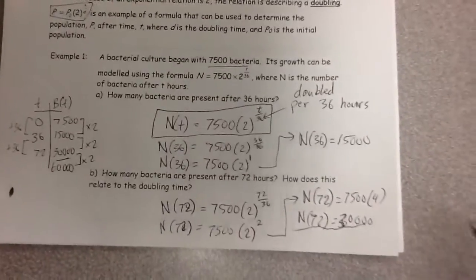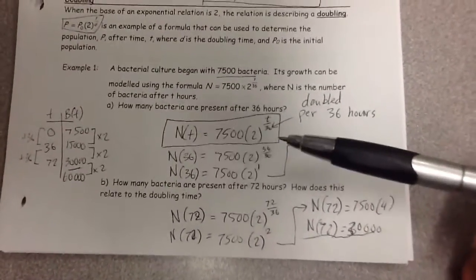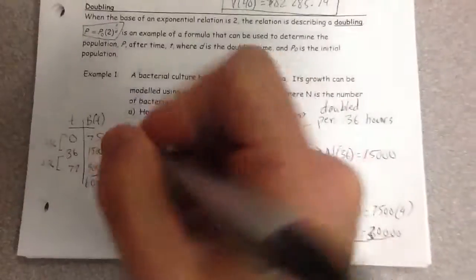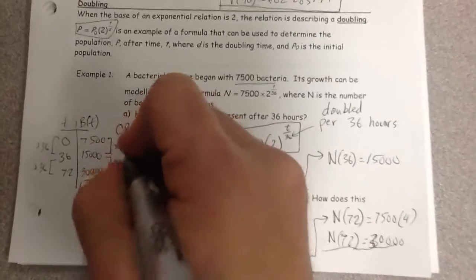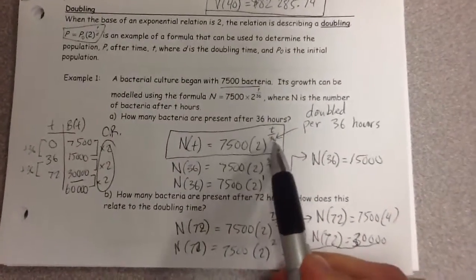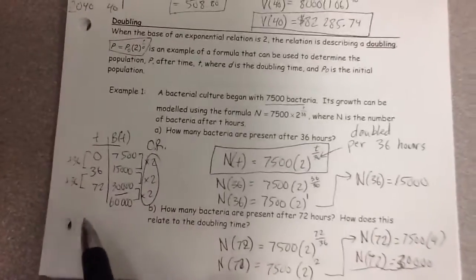So it's very important you understand if they tell you what the doubling time is. Number one, you know it's doubling, so you know that the common ratio is 2 because you are doubling. But it's not doubling every hour, it's doubling every 36 hours, so it's every 36 hours this is occurring.